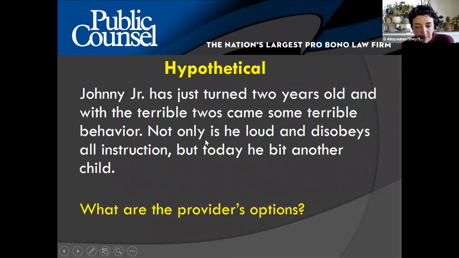So we'll jump into another hypothetical. Johnny Jr. has turned 2 years old, and with the terrible twos came some terrible behavior. Not only is he loud and disobeys all instruction, but today he bit another child. Can anybody share what might be the provider's options in this situation? You can unmute yourself if you feel comfortable doing so.